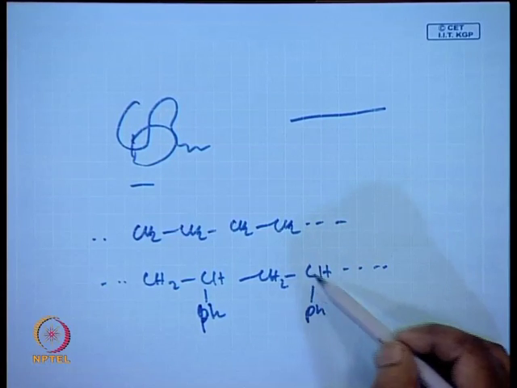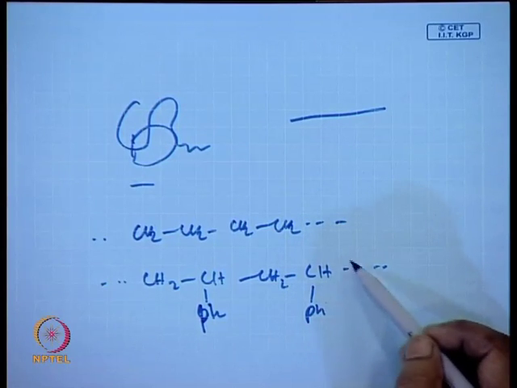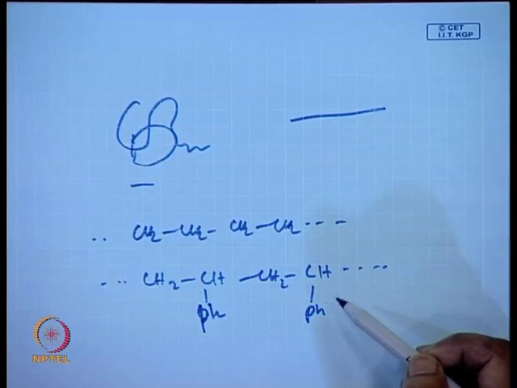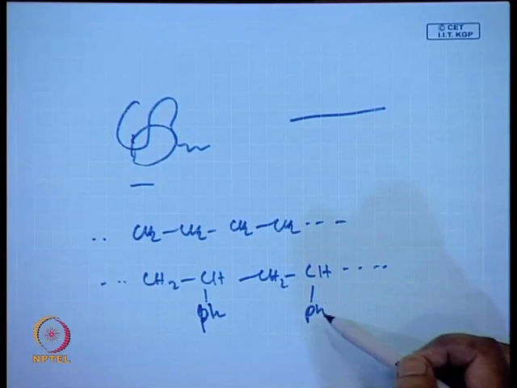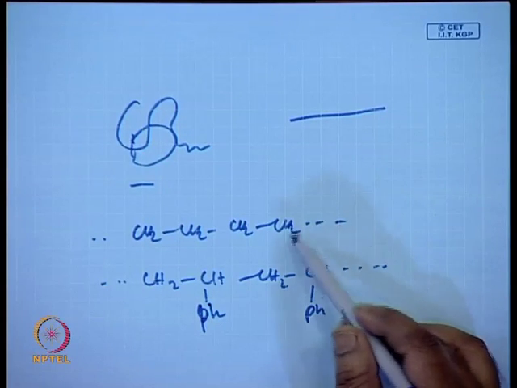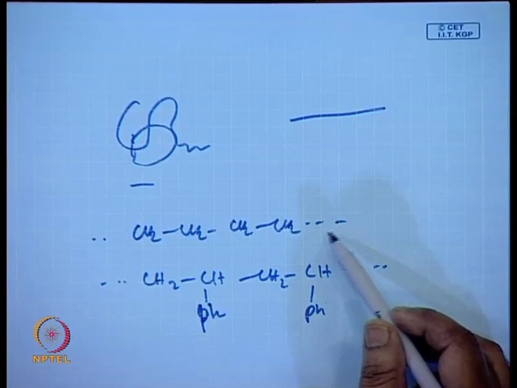Okay. But still, in spite of having this phenyl side group, it also has significant rotational freedom across the single bond. So, it will also be coil shaped, but the degree of coiling may be lower than a more flexible chain like polyethylene.